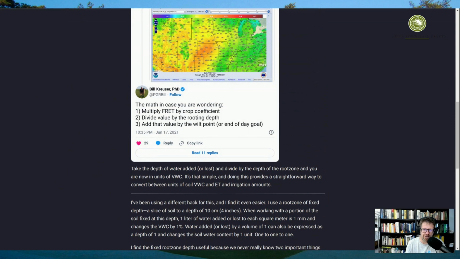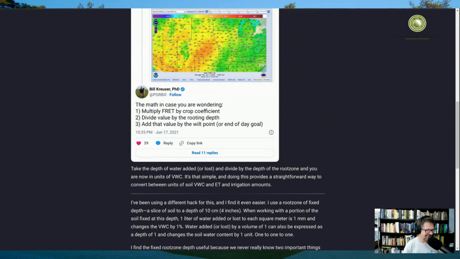So in cool season grass, multiplied by 0.8, that takes us down to 0.3. We're expecting that the soil would be depleted by 0.3 inches if the grass uses that over the day, because the evapotranspiration is the expected water use, and we're expecting that to be 0.3. I hope that makes sense. So that's step one: multiply the ET by the crop coefficient. And then the second step that Bill gives, he said, divide that value by the rooting depth.